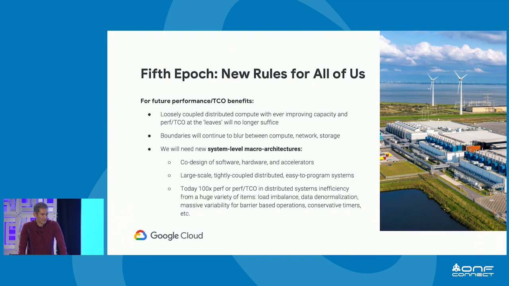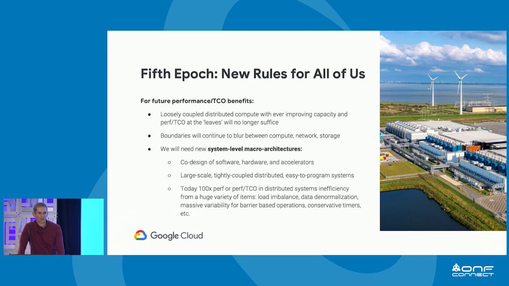Okay, so what does this fifth epoch, the one that we're entering now, mean? We're still at the tail end of the fourth epoch, but what does this fifth epoch mean? I believe that future performance TCO benefits, TCO total cost of ownership, are going to come from shifting how we do computing, right? And so think in terms of where we were before. You write your code, you wait 18 months, a new server comes along, your existing unmodified code gets a lot faster. I mean, how awesome was that? Right? Unfortunately, I think those days are over.